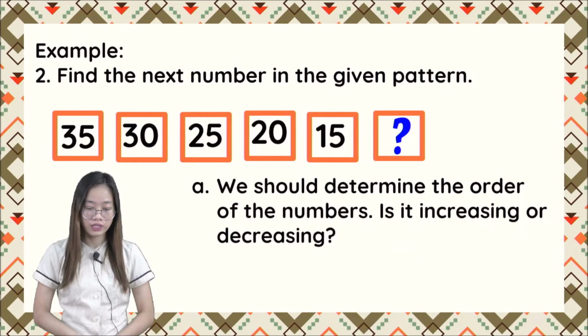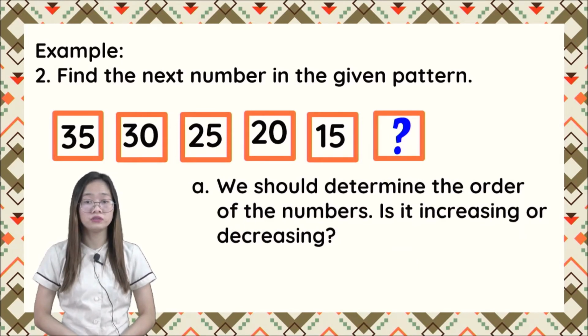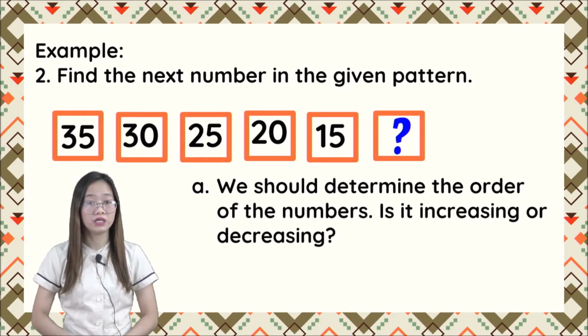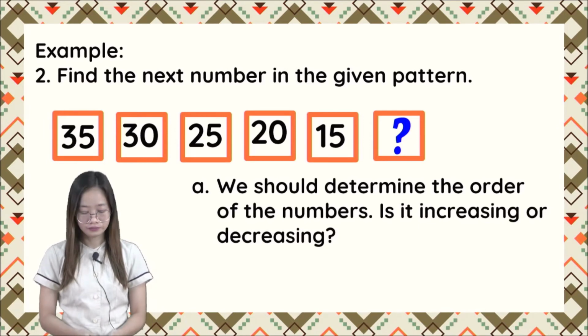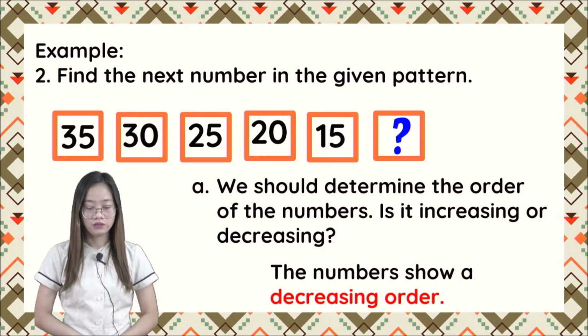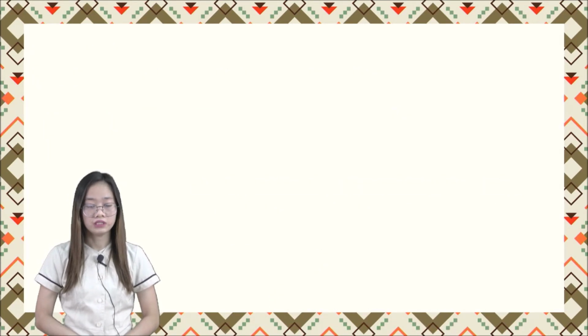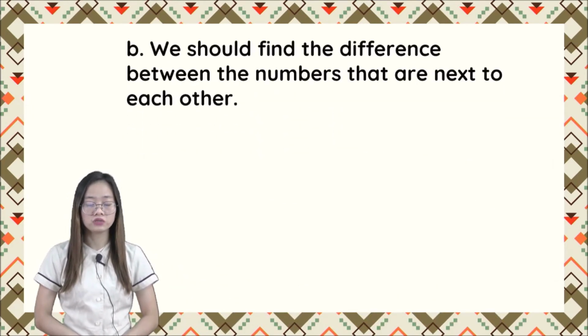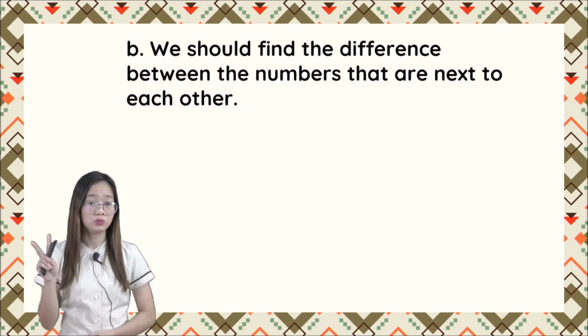The first thing that we need to do is determine the order of the numbers, if it is increasing or decreasing. Of course, this one, a while ago, was increasing. Now, for this one, we have decreasing. Pababa siya, kids. Of course, decreasing order. We should find the difference between the numbers that are next to each other. Same thing yung ginawa natin kanina, class. We need to find the difference of the two numbers.